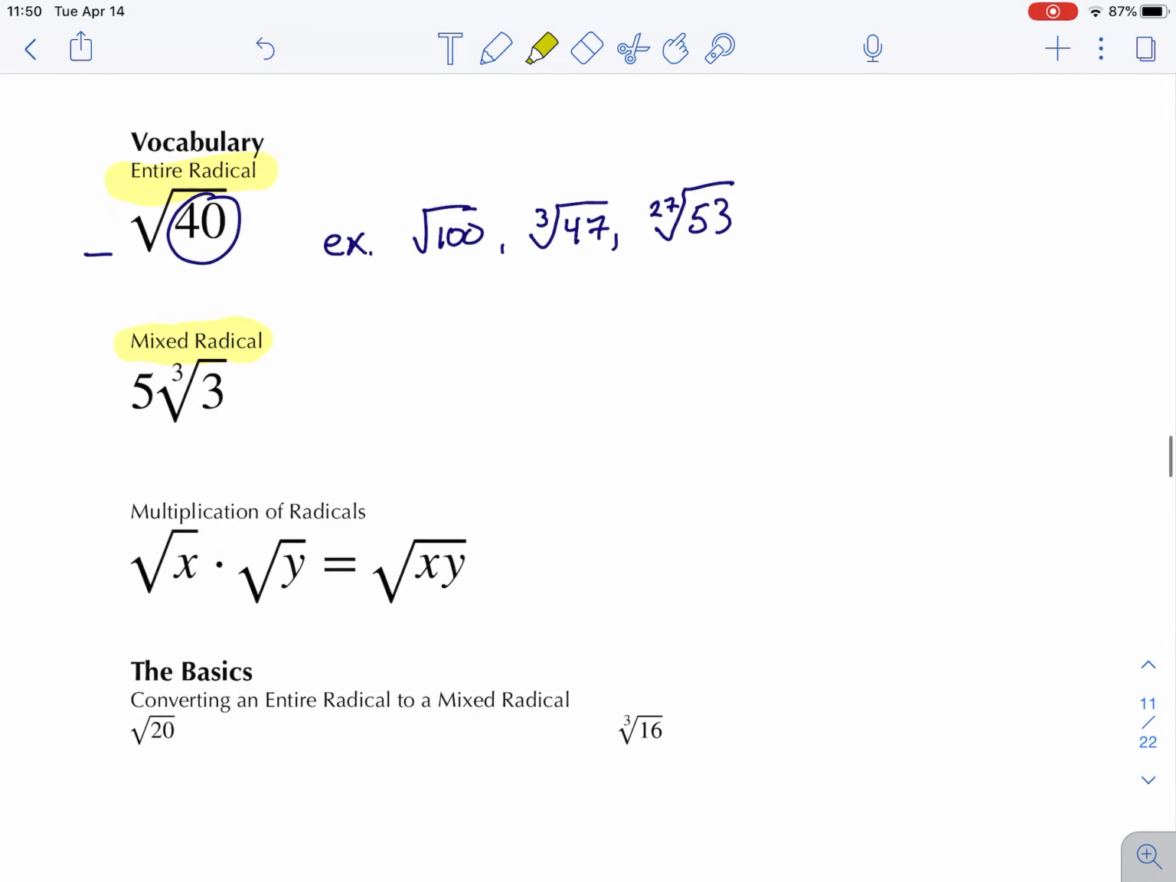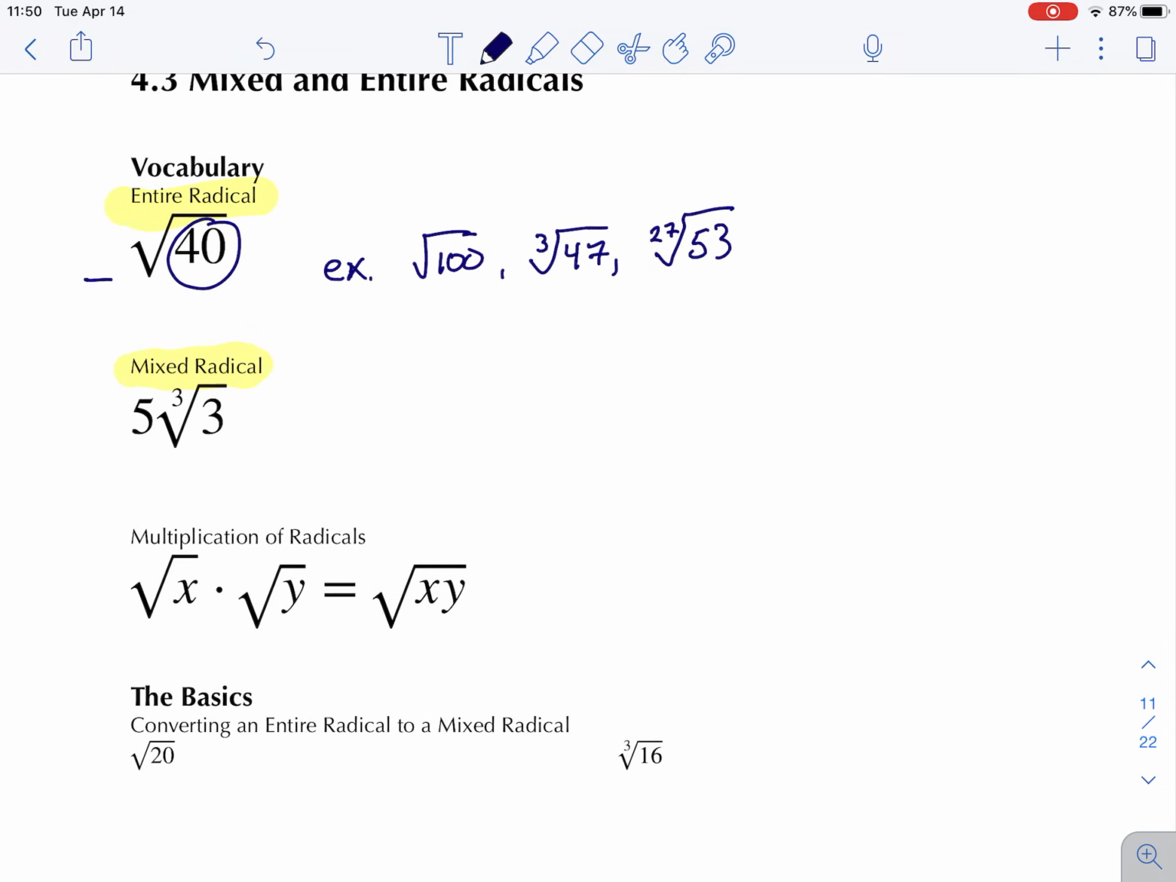Contrast this with mixed radicals down here. A mixed radical has a coefficient, and it has a radical. Now, what this means in this case, we read it 5 cube root 3. And what it means is 5 times the cube root of 3. So 5 cube root of 3 means 5 times the cube root of 3.